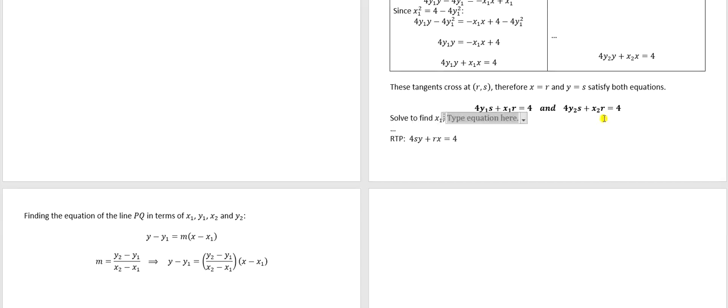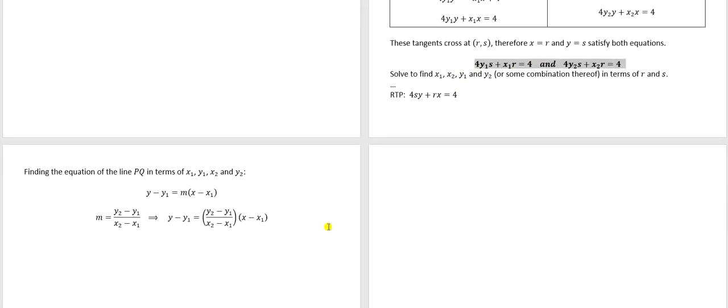If we try to find r and s, or in fact, even better, let's solve to find x1, x2, y1, y2, or some combination thereof in terms of r and s. In particular, we could do with knowing what y2 minus y1 over x2 minus x1 should be in terms of r and s. And that gives me a clue.